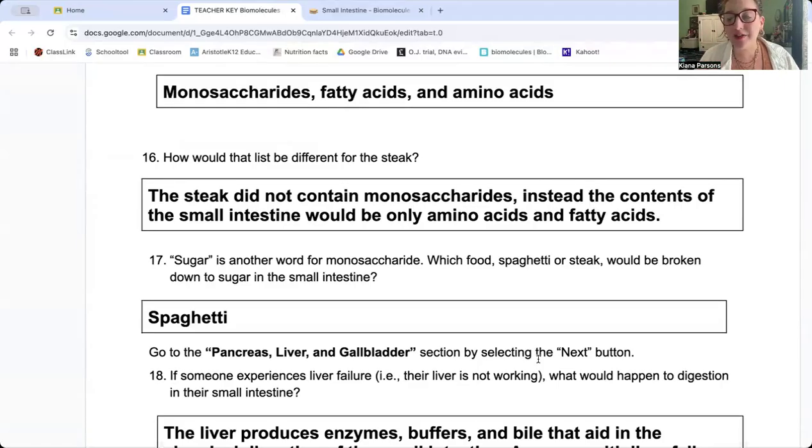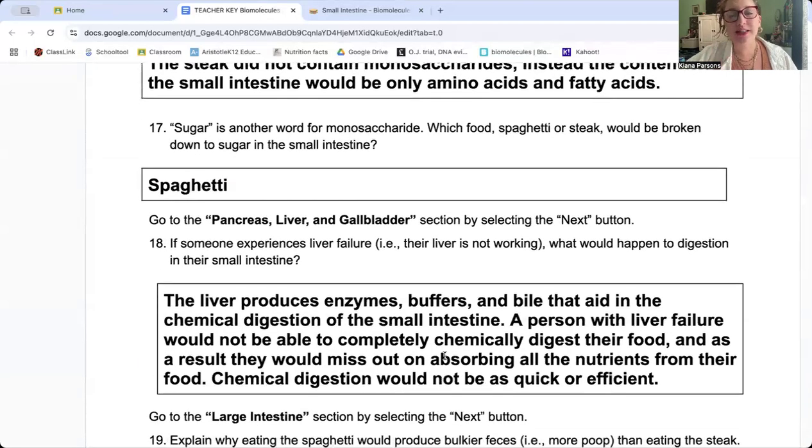How would that list be different for steak? The steak did not contain monosaccharides. Instead, the contents of the small intestine would be only amino acids and fatty acids. Sugar is another word for monosaccharide. Which food, spaghetti or steak, would be broken down to sugar in the small intestine? That would be spaghetti because it's made of carbs, and carbs are polysaccharides, disaccharides, and monosaccharides. Carbs are sugars. Complex and simple.